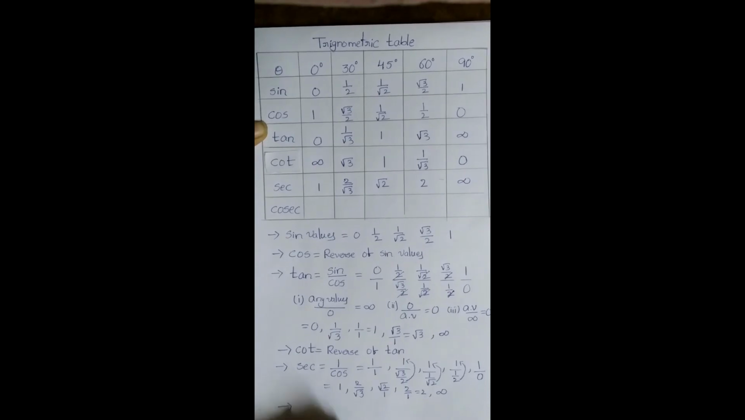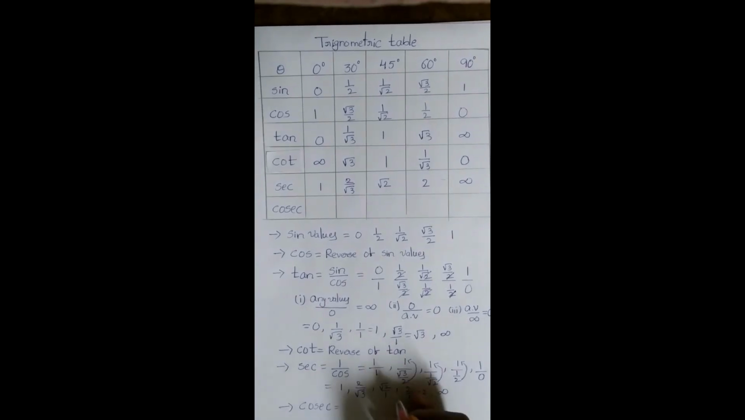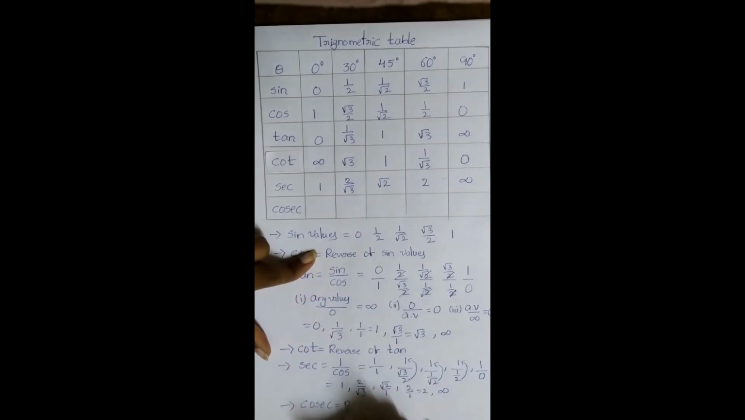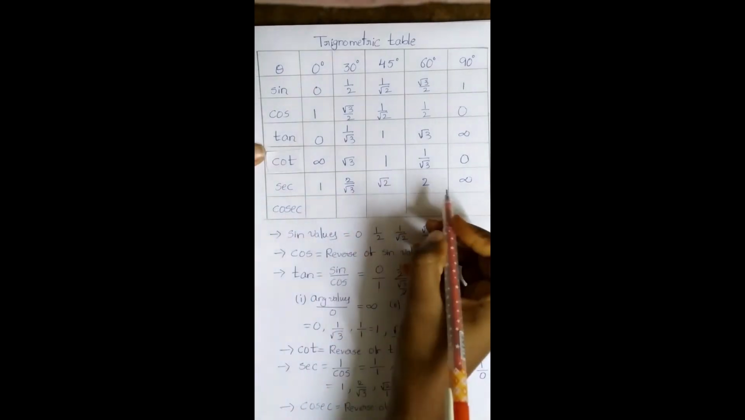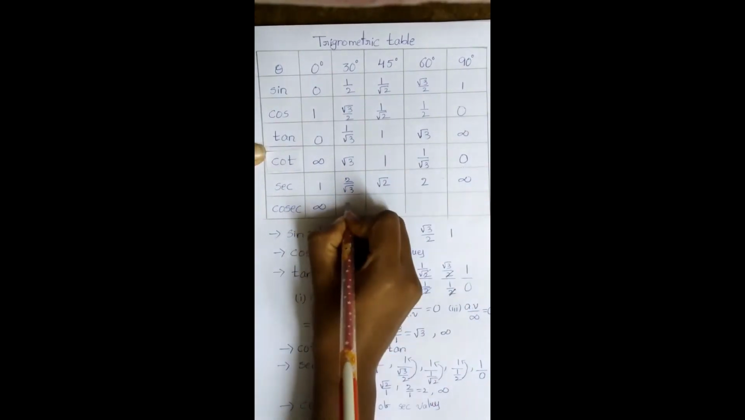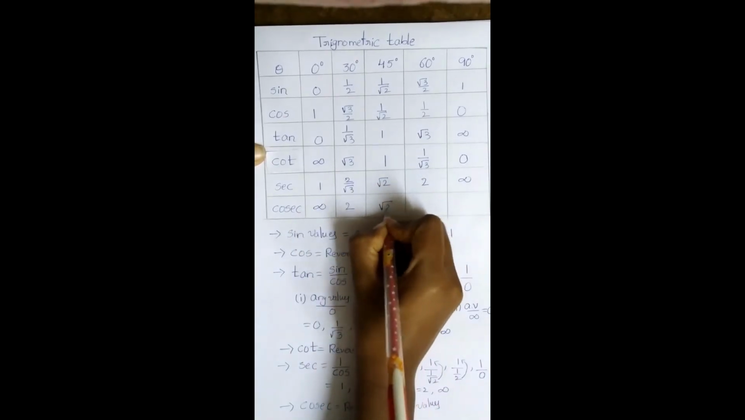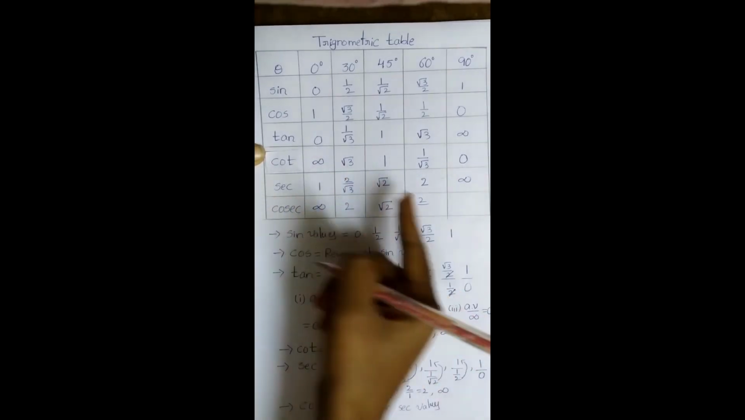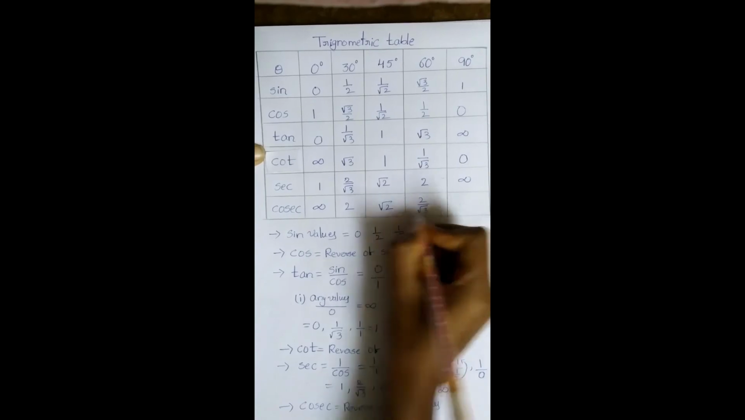Next come to the cosec values. Cosec is nothing but reverse of secant values. Okay, write here secant values, that is infinity, 2, root 2, 2 by root 3 and this one.